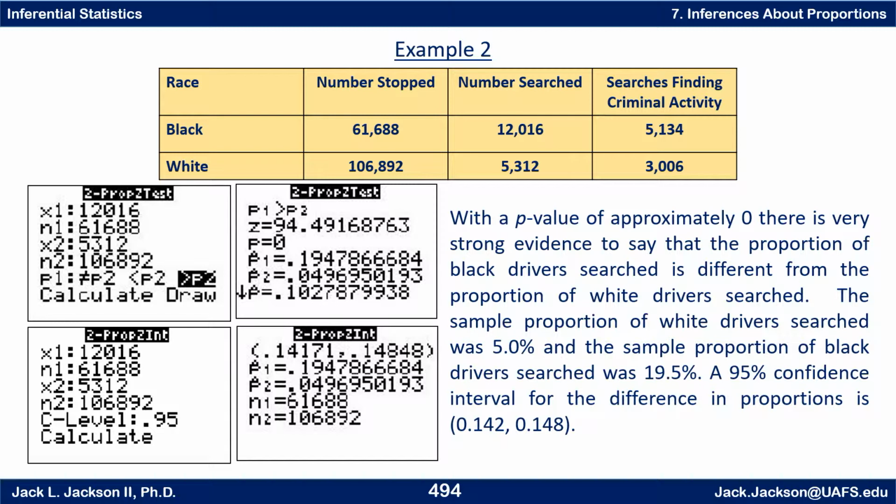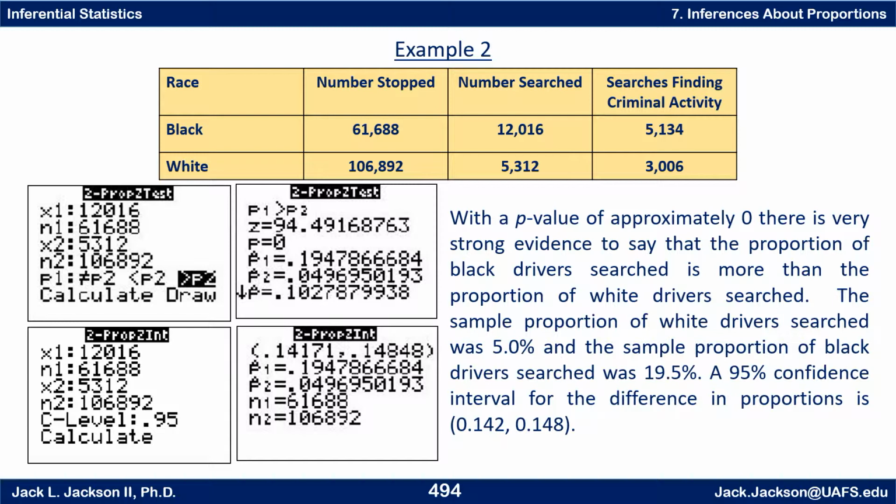Okay, so with the p-value of approximately 0, there's very strong evidence to say that the proportion of black drivers searched is different from the proportion of white drivers searched. Actually, we said this was not just different, but more than. So that should say more than the proportion of white drivers, since we did a right-tailed test. The sample proportion of white drivers searched was about 5%. And the sample proportion of black drivers searched was about 19.5%. A 95% confidence interval for the difference in proportions is 0.142 to 0.148.